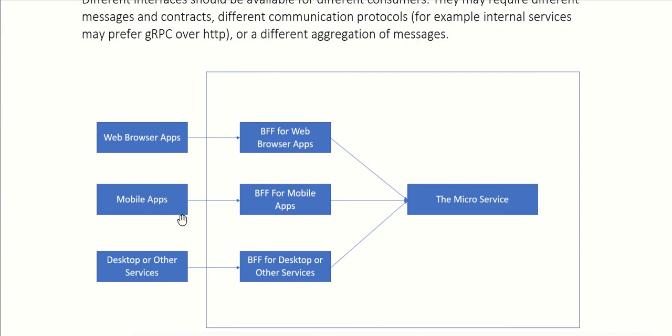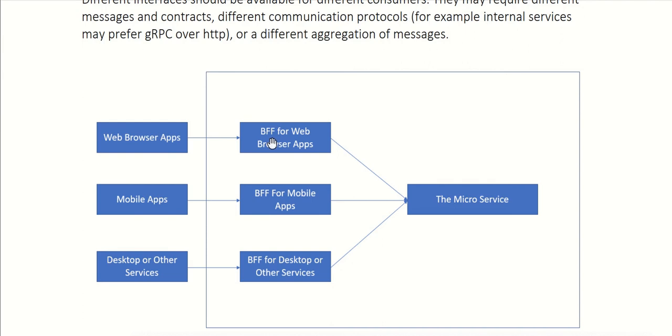Web browser apps are there, mobile apps are there, desktop applications are there, and there are some other Windows services. So for each of these different kinds of client applications, we have to extract a backend for the front end, basically an interface only, which satisfies only the needs of the web browser app, or client-specific needs, I can say only the mobile app's requirements. So we have to come up with the interface or contracts which can be used only by those categories of clients or devices.